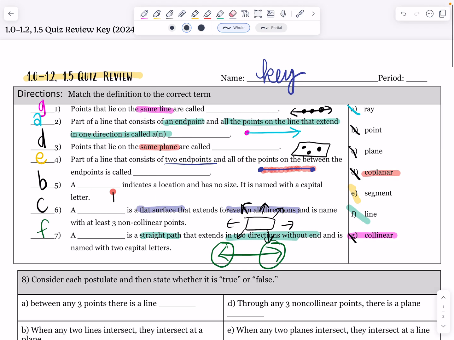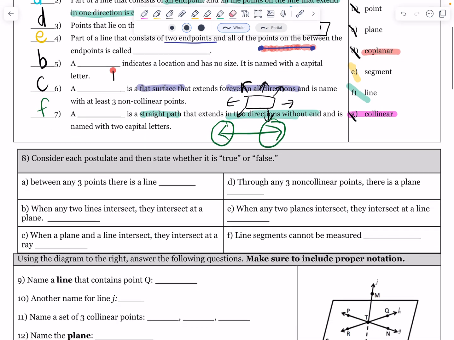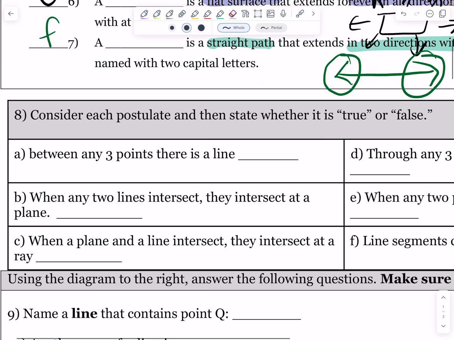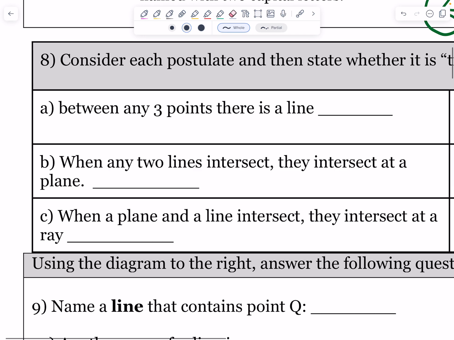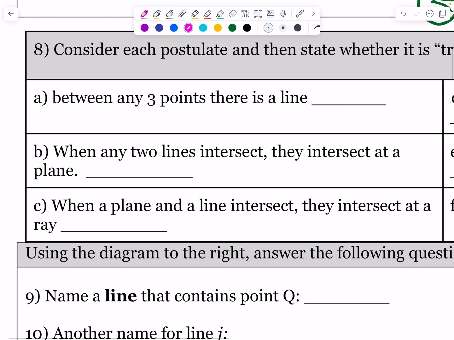All right, so we're going to continue on with our quiz review. We're going to look at number 8, which is considering the statements and saying whether they are true or false. So we learned some postulates in geometry, and we've learned some things, and we want to say, are these statements true or false based on what we have learned?